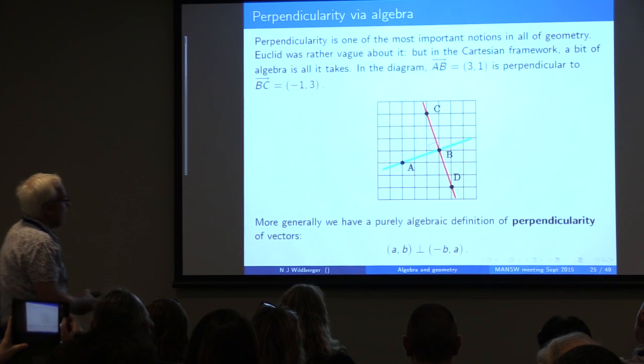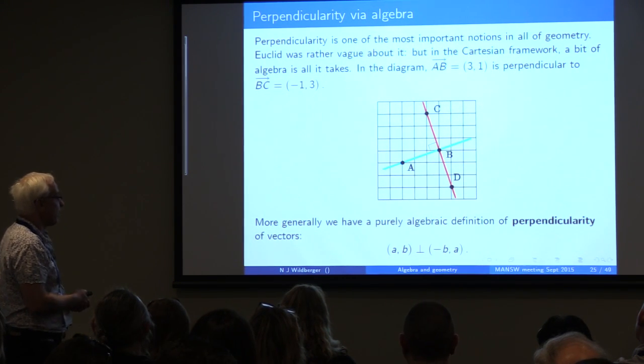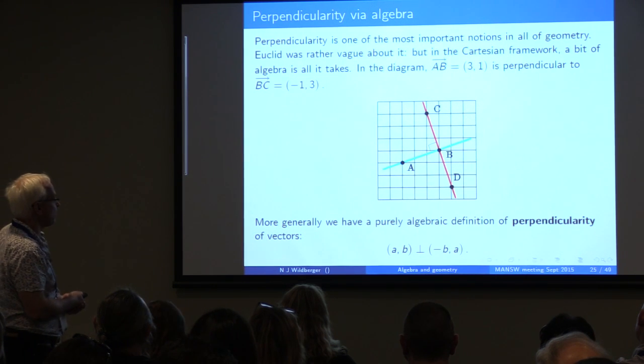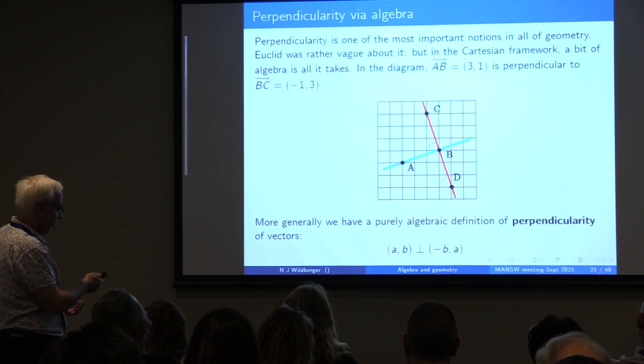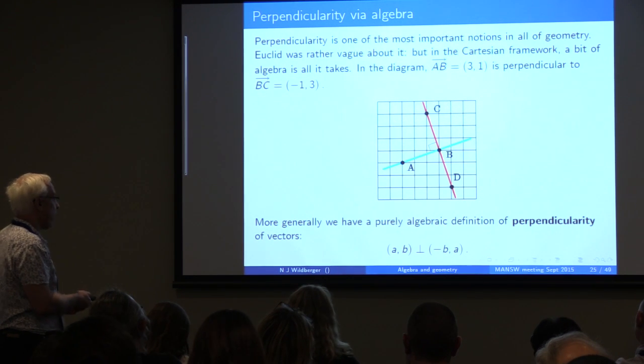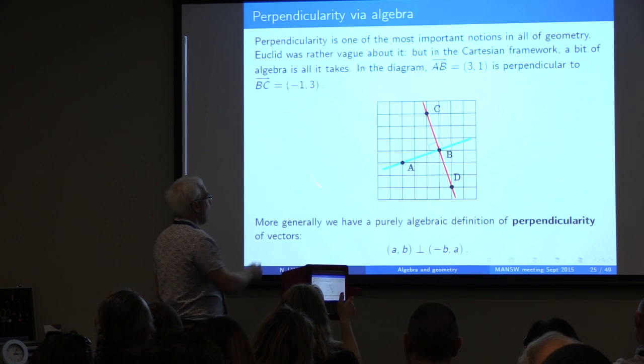Okay. But geometry is more than just collinearity and lines. So there's also perpendicularity, one of the very important concepts. And perpendicularity, of course, is also expressed very pleasantly algebraically. Two vectors, vector (3, 1) and vector (-1, 3), are perpendicular.